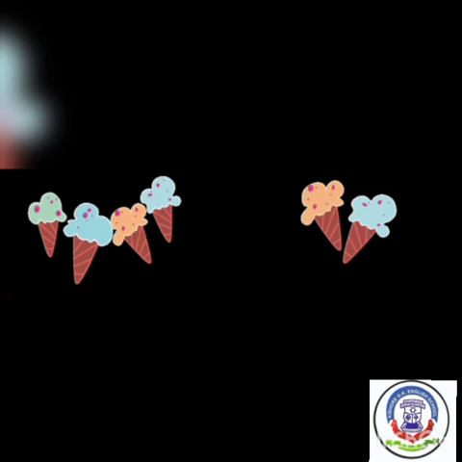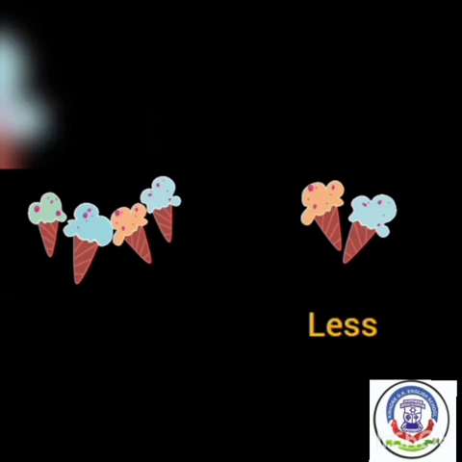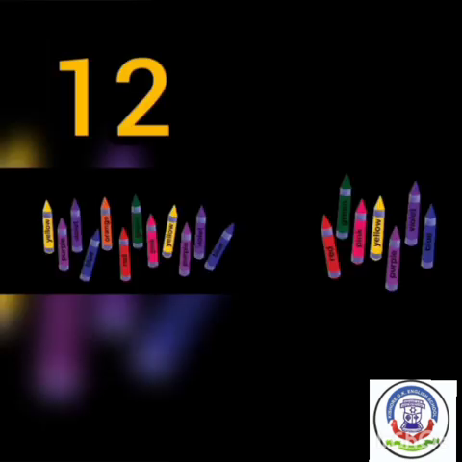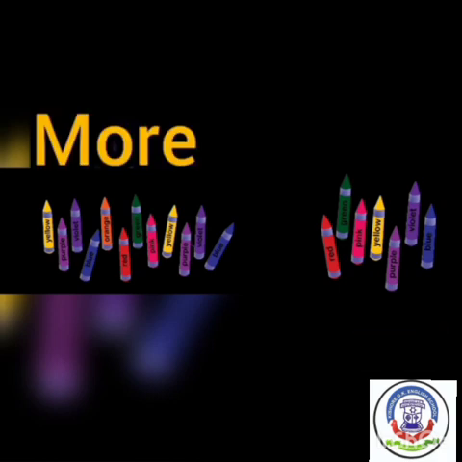Now look at this. There are 4 cones and 2 cones. Can you identify which are more and which are less? Yes, these are more cones and these are less cones. Now look at this. There are 12 crayons and there are 7 crayons. Can you identify which are more crayons and which are less crayons? Yes, these are less crayons and these are more crayons.